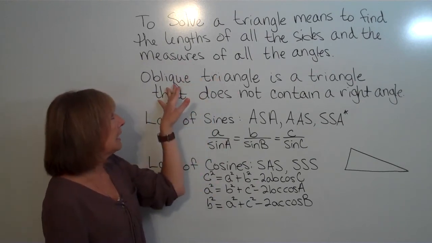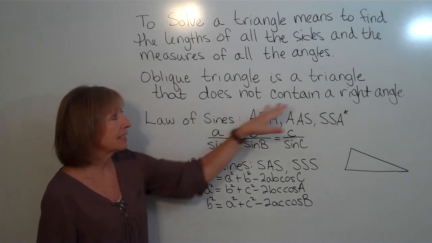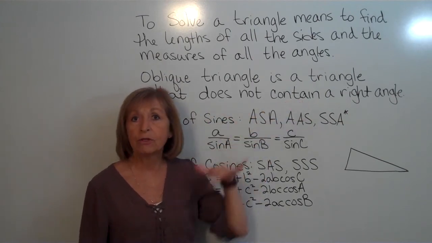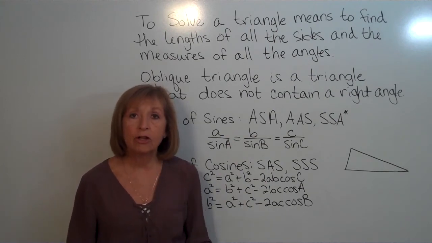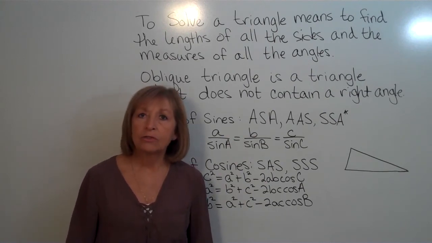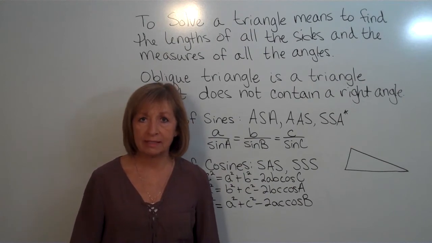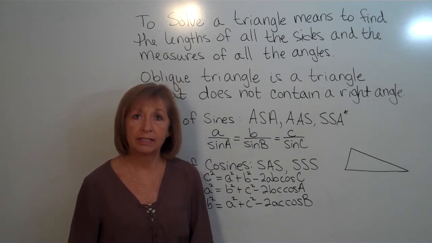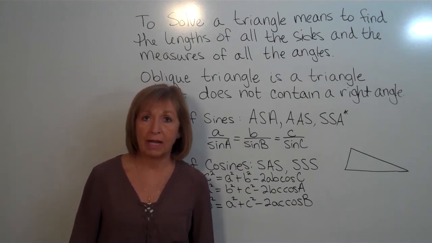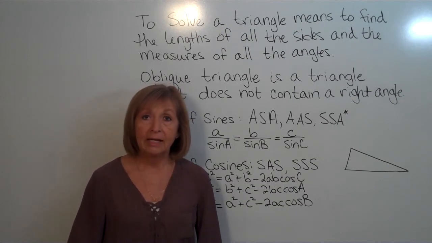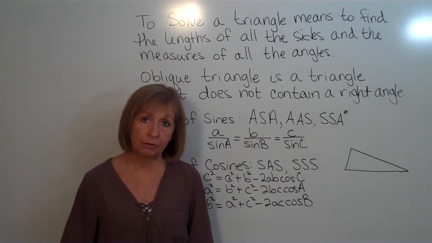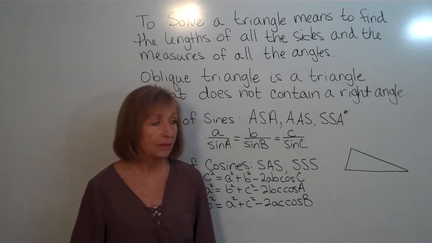Now, an oblique triangle is a triangle that does not contain a right angle. So if you ever see something that mentions oblique triangle trig, they're talking about triangles where you've got the connections between the sides and the angles with your trig relationships, where you don't have a right angle in your triangle. Oblique triangle trig is what we're going to focus on in this video.